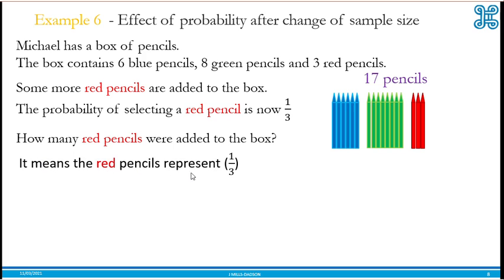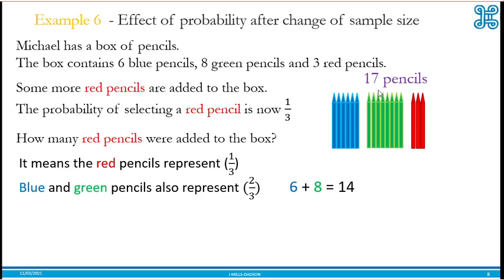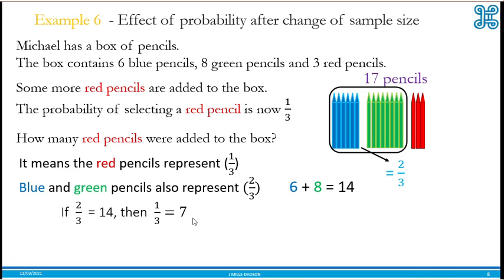Red pencils represent a third. That is, after we've added more red pencils, the number of red pencils that we'll have will represent a third. That means the blue and green represent 2/3. So 6 plus 8, which is blue and green, is 14. And 14 is 2/3.